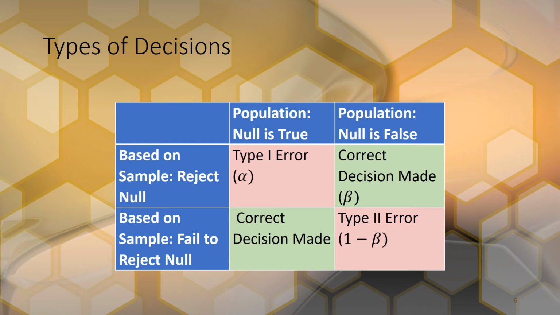Another thing that could happen when the population null is true, we could fail to reject the null and we made the right decision. So that's here. That's in green, but it doesn't have a special name.